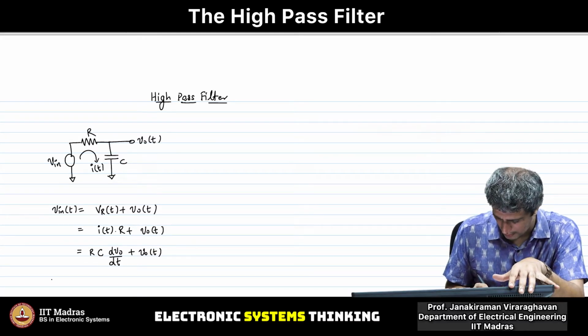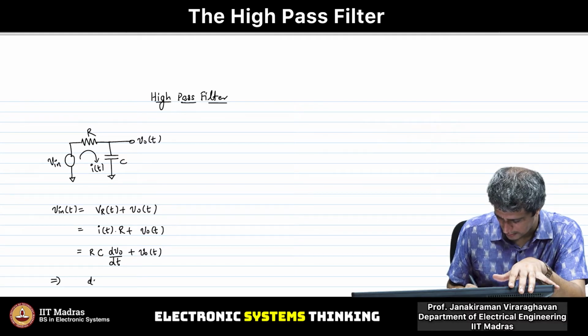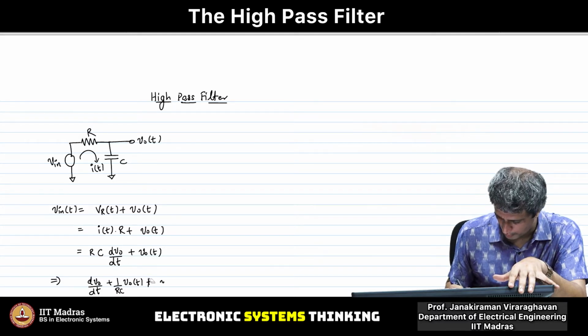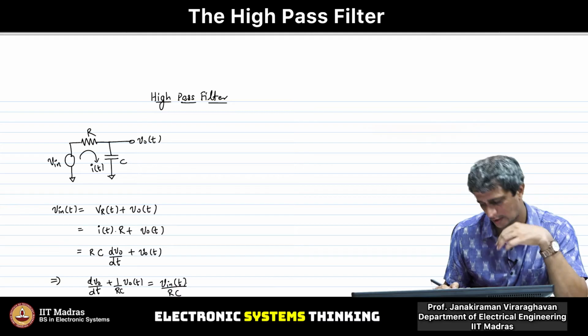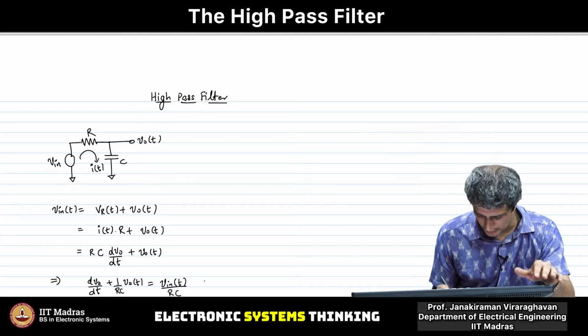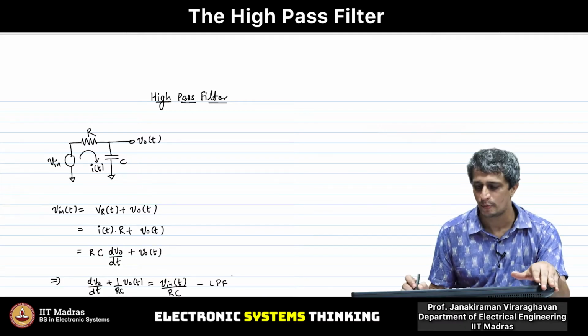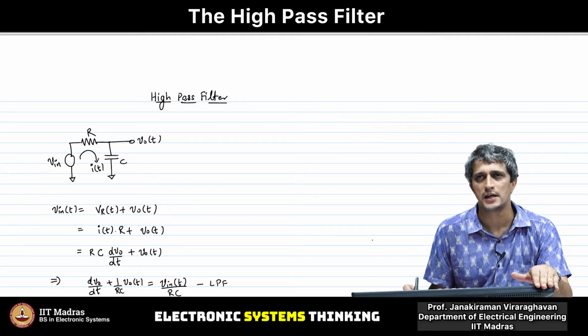Therefore, you can write the differential equation of the low pass filter as dV naught by dt plus 1 over RC V naught of t equals V in of t by RC. So this is my low pass filter. Now what you have been asked to do is to analyze the high pass filter.